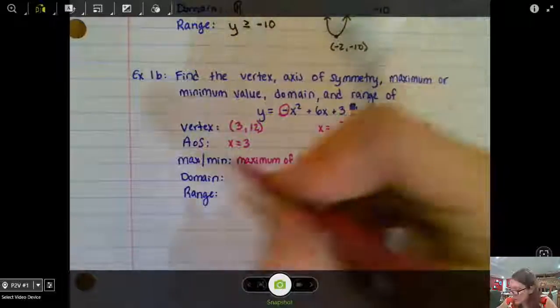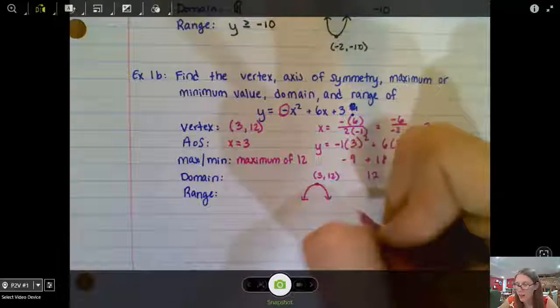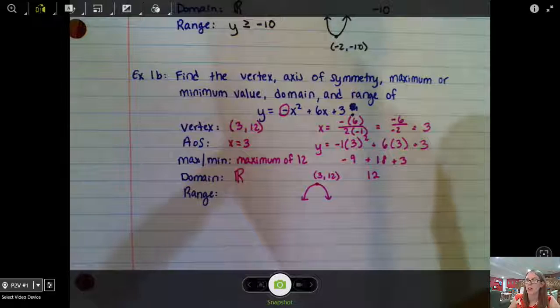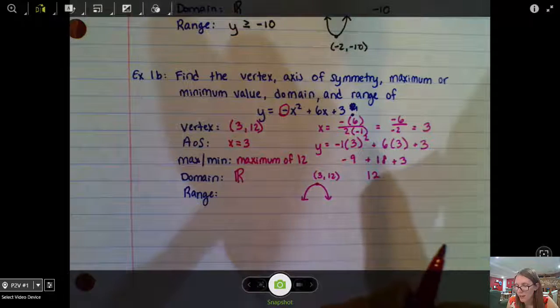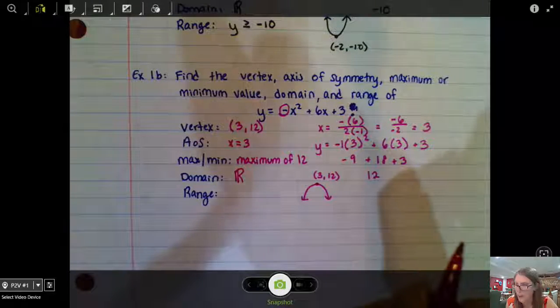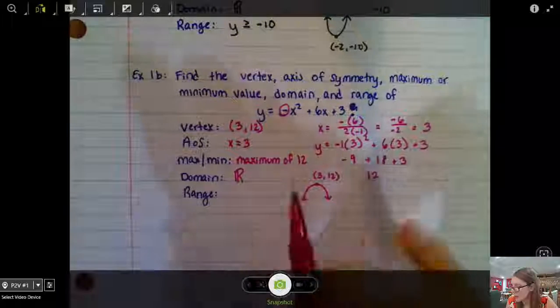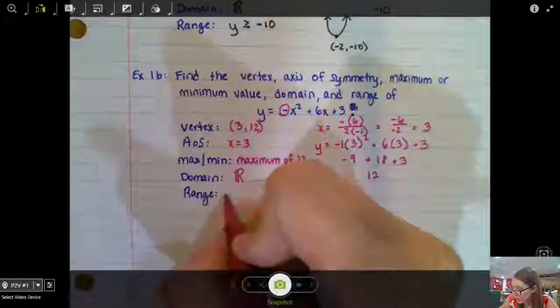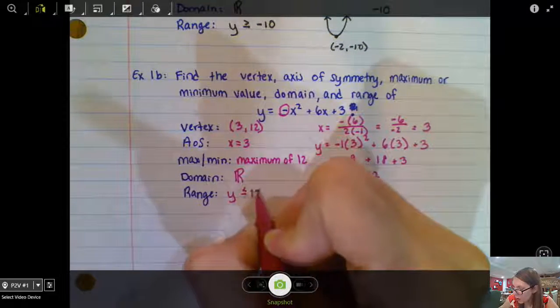My domain's all real numbers because I can go to the left forever and to the right forever. Here's my little spoiler alert for parabolas. It's always all real numbers for the domain. I guess for our normal parabolas. And then our range, our y values, all of our y values are below 12. So y is less than or equal to 12.